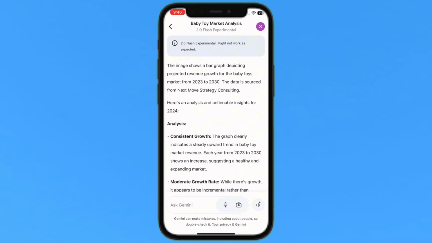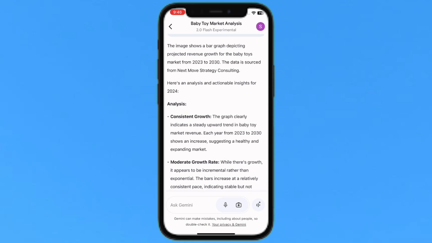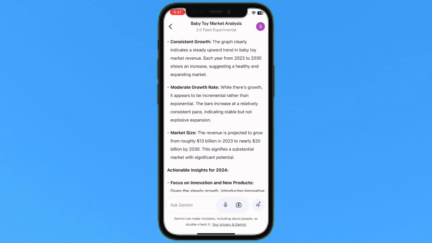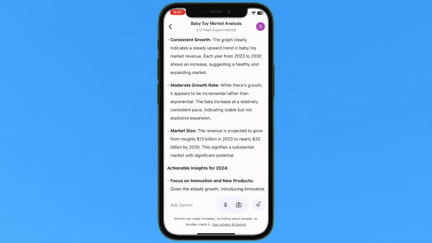So the image shows a bar graph depicting projected revenue growth for the baby toys market from 2023 to 2030. The data is sourced from Next Move Strategy Consulting. So here is an analysis and actionable insights for 2024. So here is the consistent growth. The graph clearly indicates a steady upward trend in baby toy market revenue each year from 2023 to 2030, suggesting a healthy and expanding market, and it is a moderate growth rate.